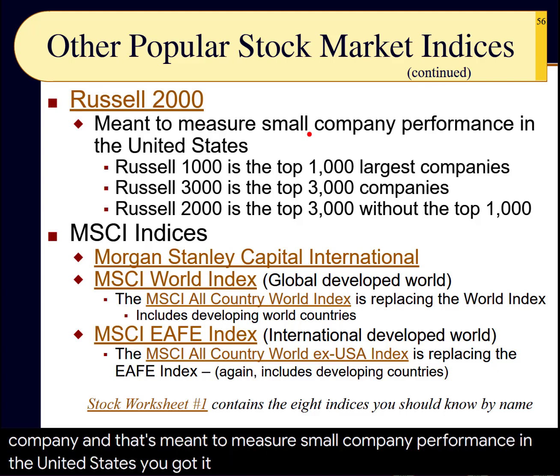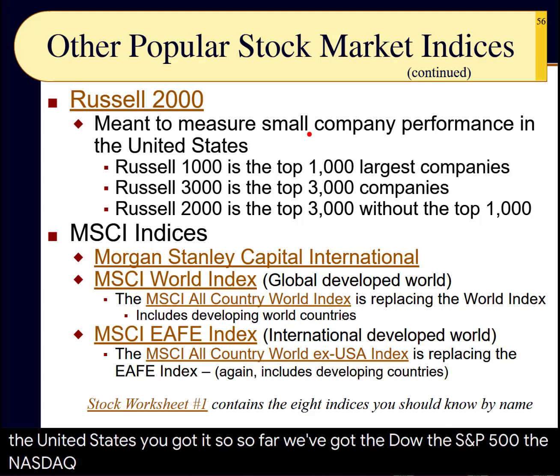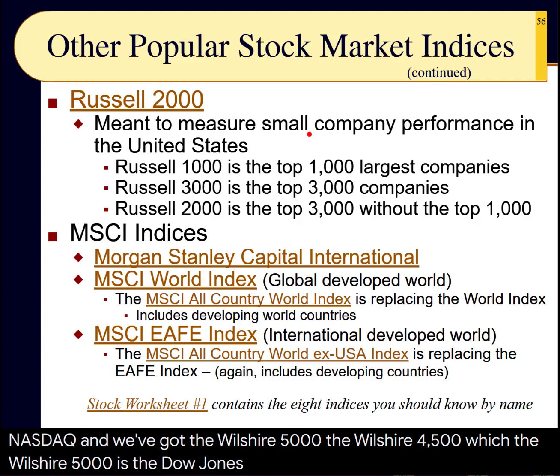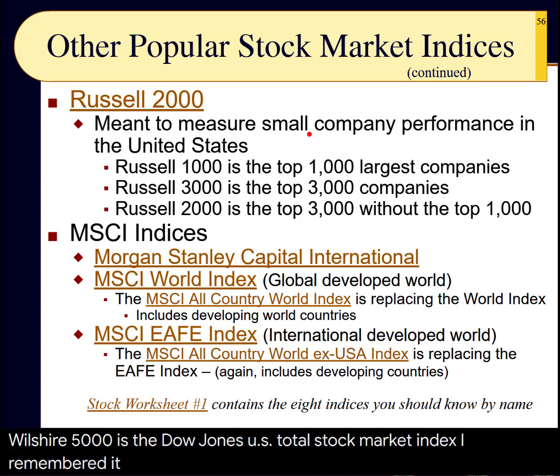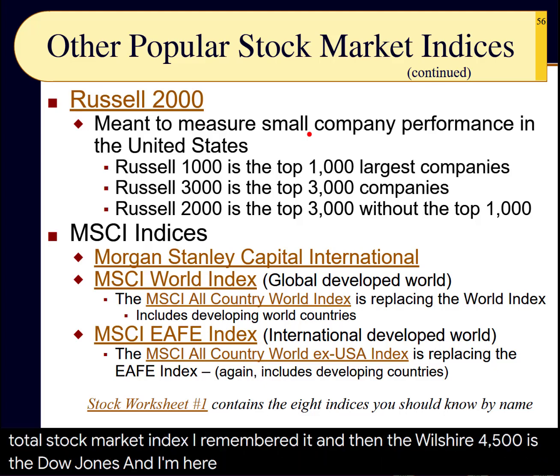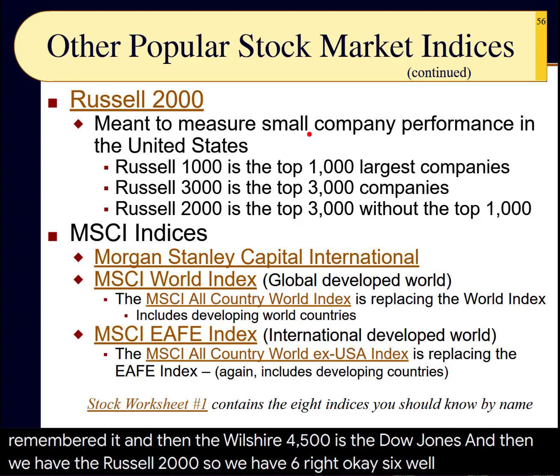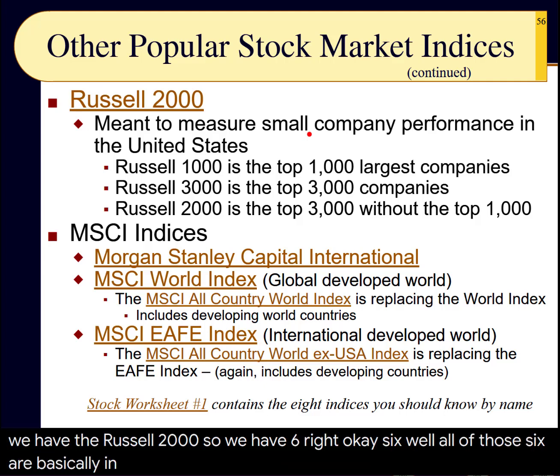You got it? So far we've got the Dow, the S&P 500, the NASDAQ, and we've got the Wilshire 5000, which is the Dow Jones U.S. Total Stock Market Index. I remembered it! And then the Wilshire 4500 is the Dow Jones Completion Total Stock Market Index. And we have the Russell 2000, so we have 6, right? Okay, 6. Well, all of those 6 are basically United States measurements, and of course, they're most popular here in the United States.